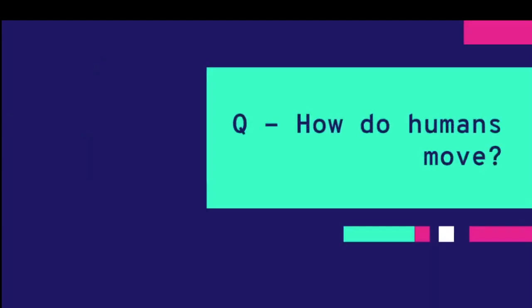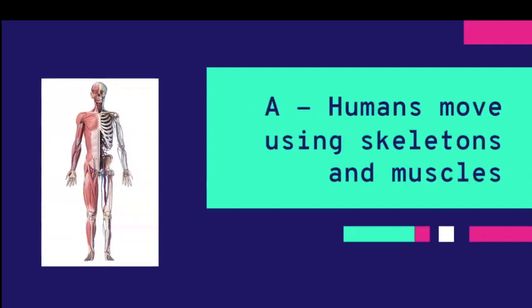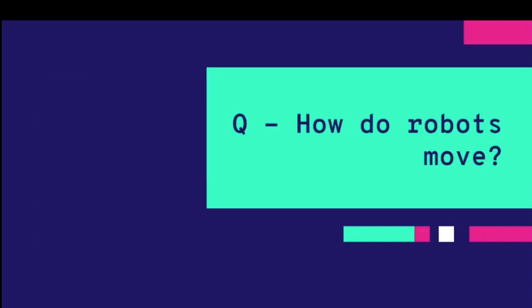And the second question is, how do humans move? Humans move using skeletons and muscles. They use the bones and the muscles to move the arms and the legs. So in order for a human to move, they use these things. Now, in a similar way, how do robots move?